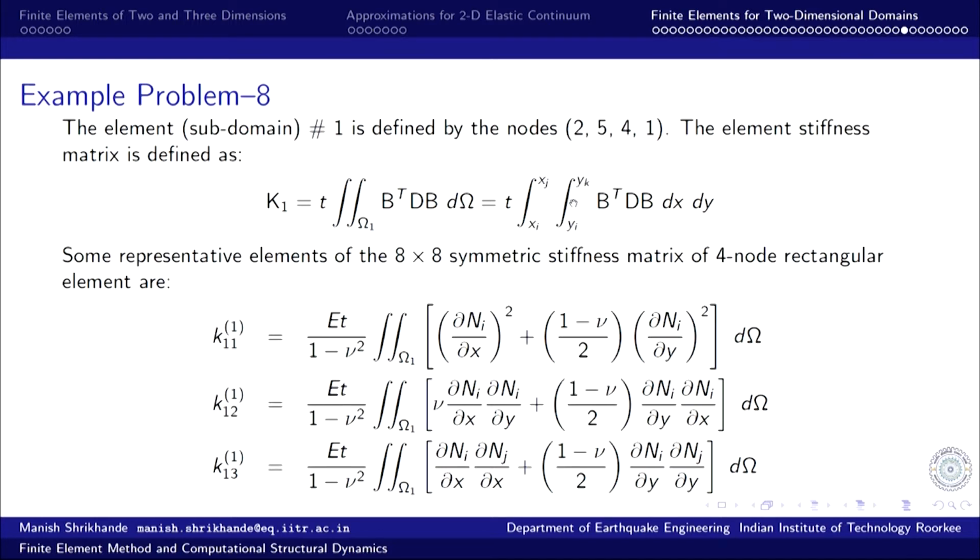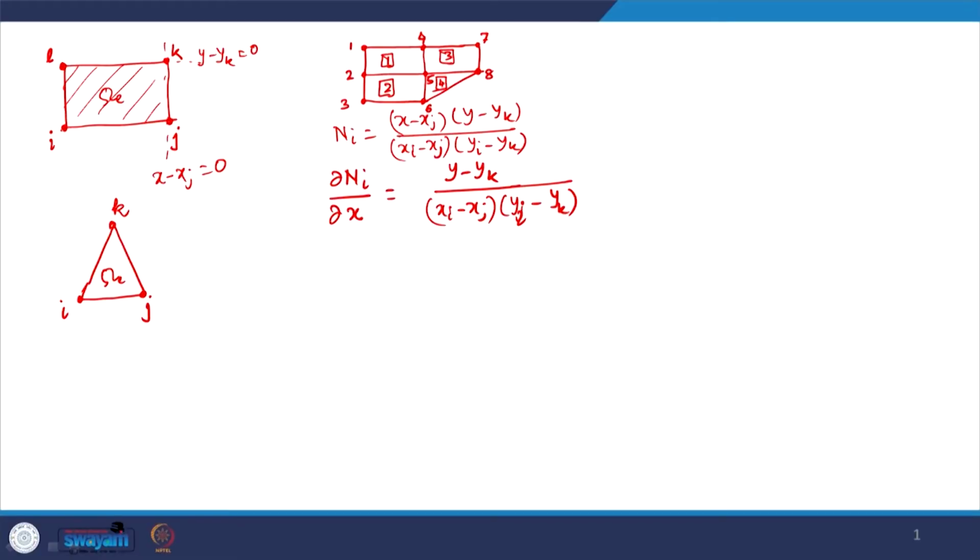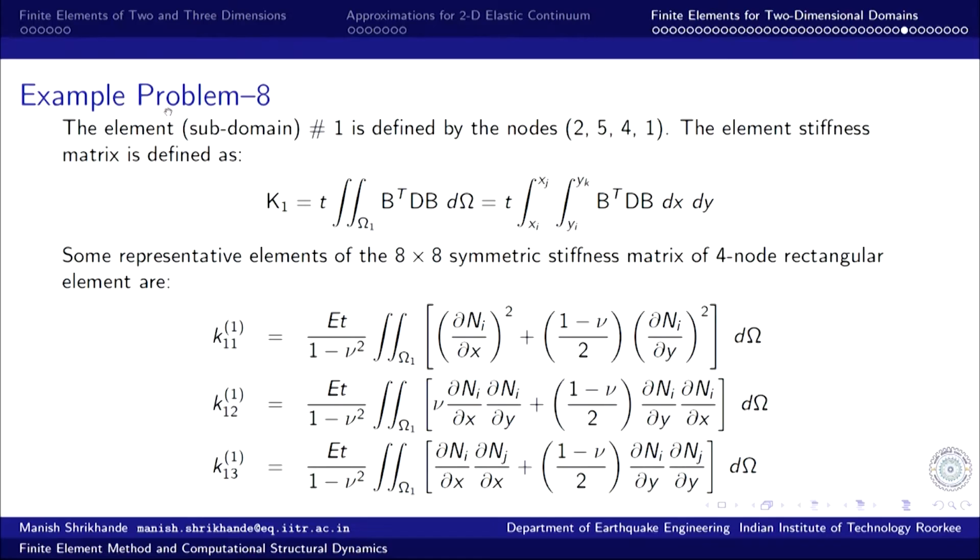Or yi to yk, it does not matter. yi and yj are identical, so it really does not matter whether I use yi or yj, it is the same coordinate. So, yi to yk, and within this domain these are to be evaluated. In this particular case, the element edges are parallel to the coordinate directions.